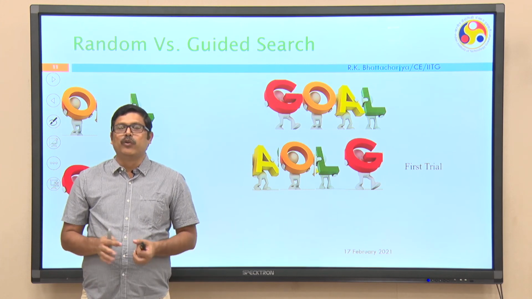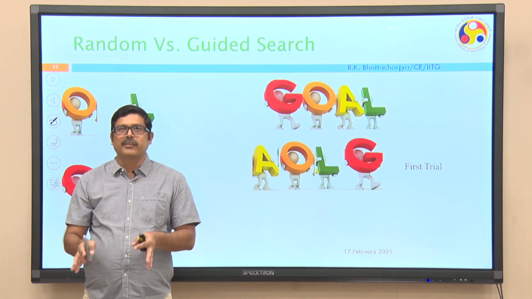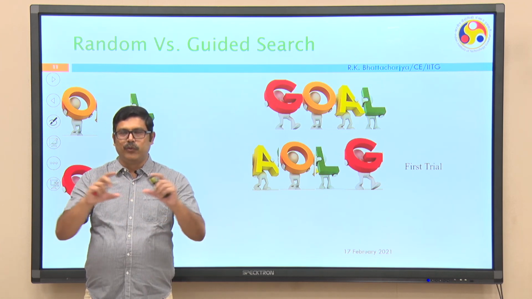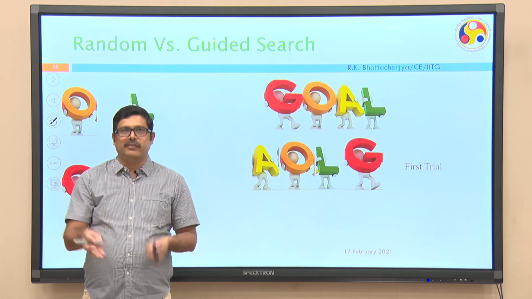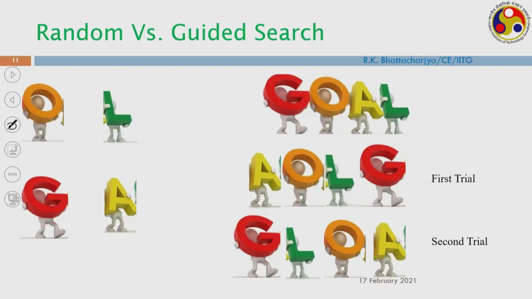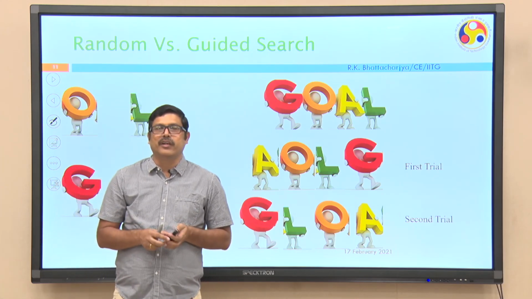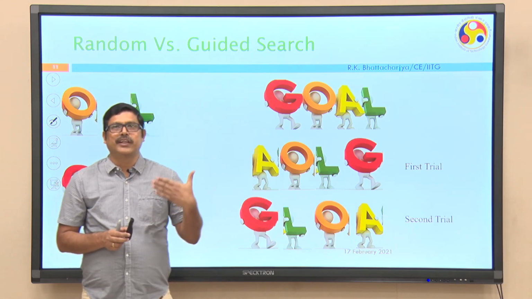Now, what will you do basically? You will again rearrange those letters and give another trial, and suppose this is the second trial. In the second trial you get GLOA, that is also not the solution. So, then what will I say? I will say no basically.